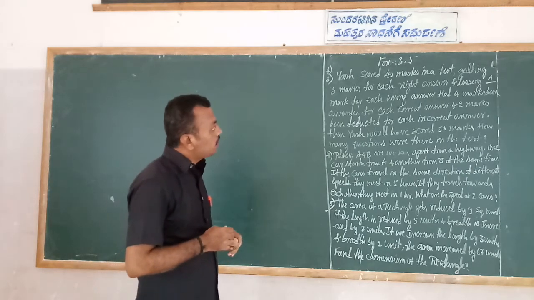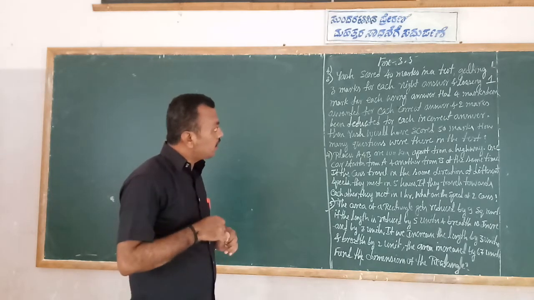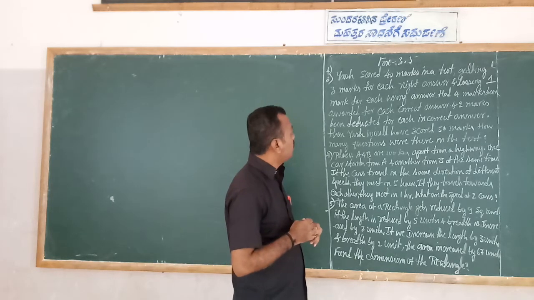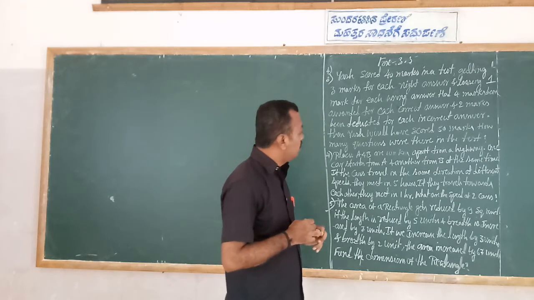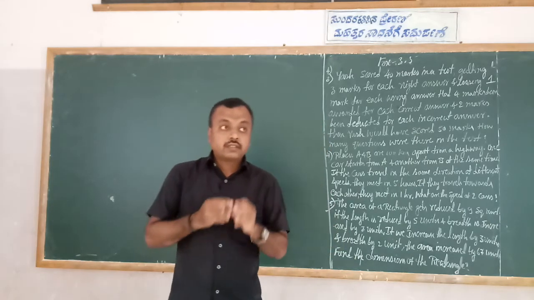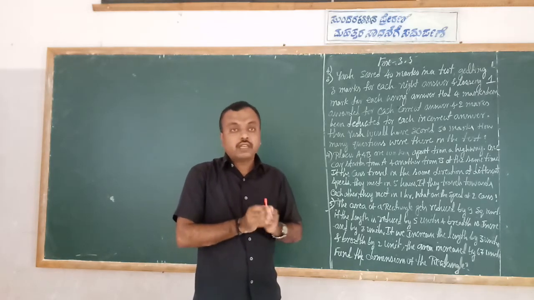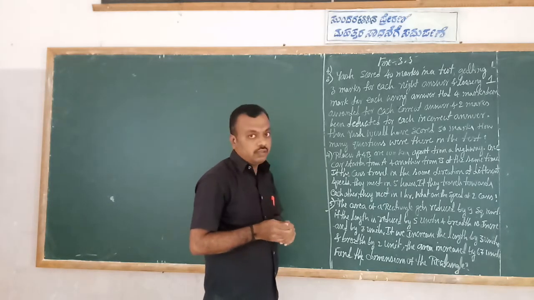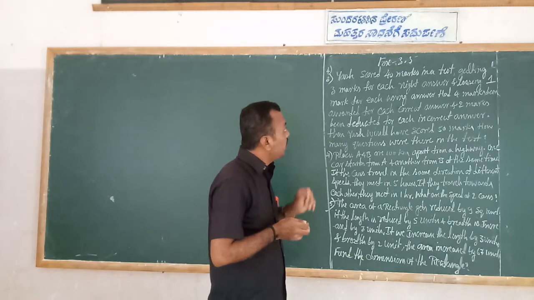Yash scored 40 marks in a test, getting 3 marks for each right answer and losing 1 mark for each wrong answer. Had 4 marks been awarded for each correct answer and 2 marks been deducted for each incorrect answer, then Yash would have scored 50 marks. How many questions were there in the test? Yes, one test is there. I don't know how many questions are there in the test, but Yash is facing the test. First he got 40 marks. See how he is getting the 40 marks.